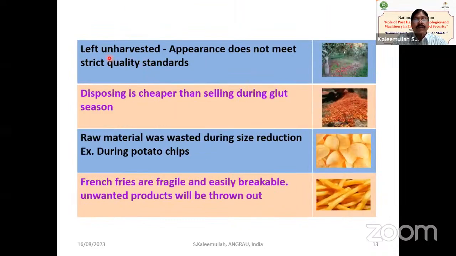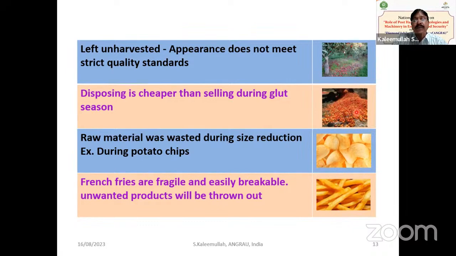And sometimes what we are doing is we are not harvesting the crop at all because the fruits or vegetables may not appear to meet the strict quality standards. So here you can see these are apples. The farmer has not harvested them at all because those apples might not have maintained the quality standards.